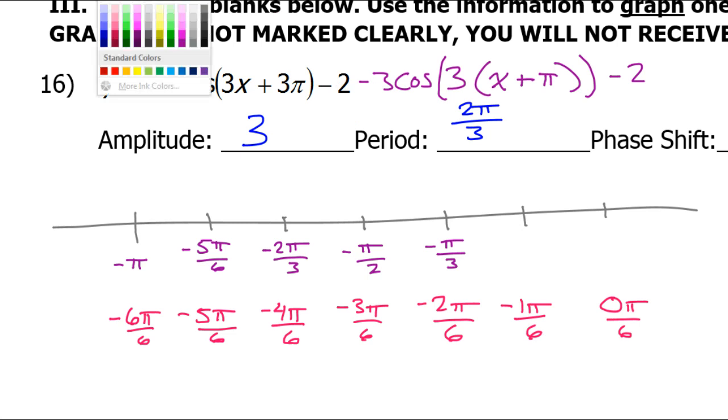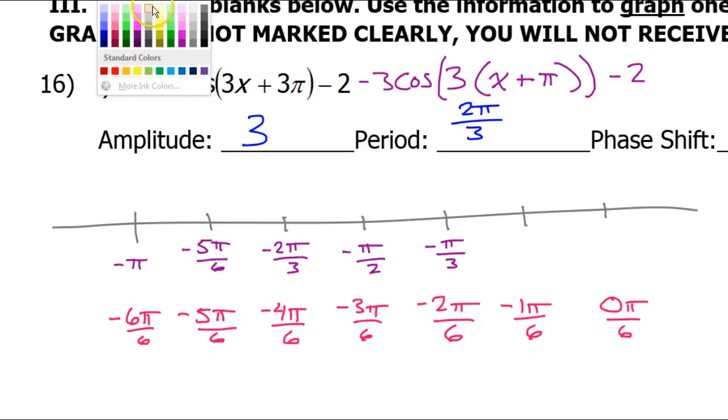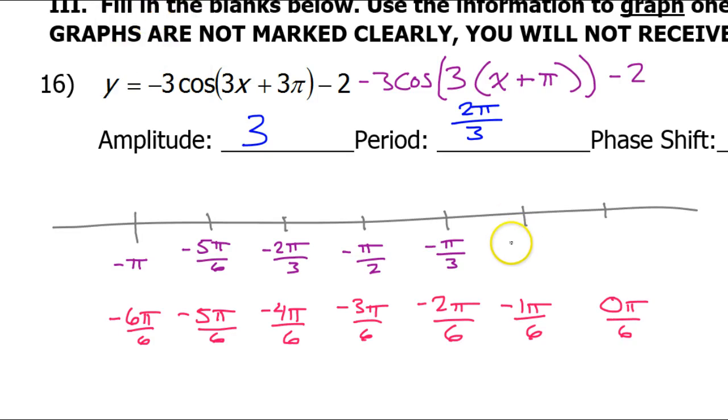So I'm going to go ahead and just record these. So I've got negative, wow, okay, that's really light. Let me not do that. That's too light for you to see. How about this one? Negative pi over 6 and 0. Because this is 0, I'm just going to go ahead and put the y-axis right here.